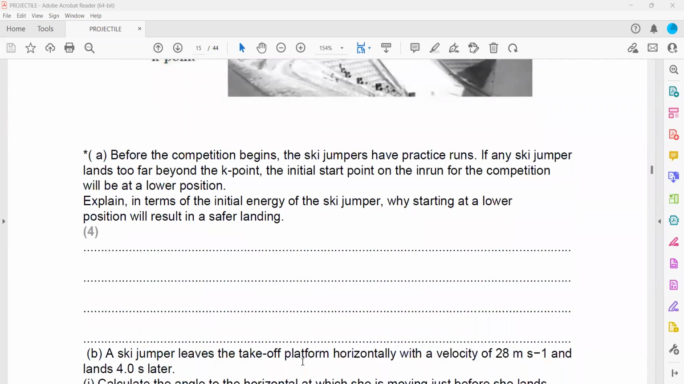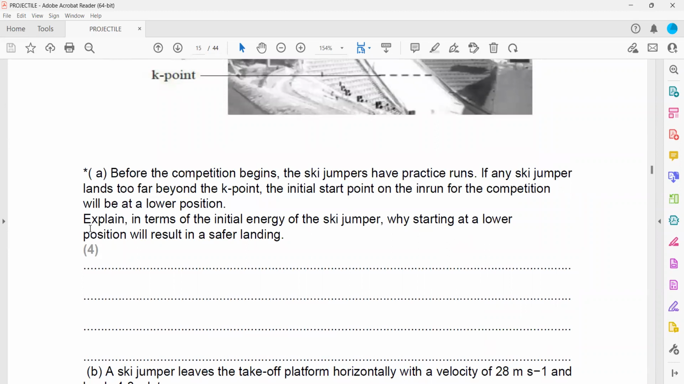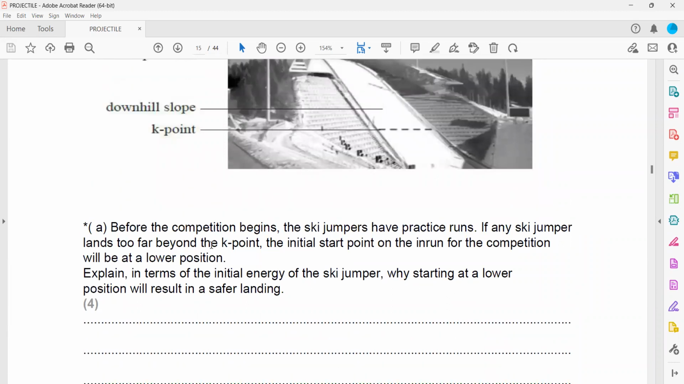It's a 4 mark question. Basically, this is related to the conservation of energy. The question is: explain in terms of the initial energy of a ski jumper why starting at a lower position will result in a safer landing.